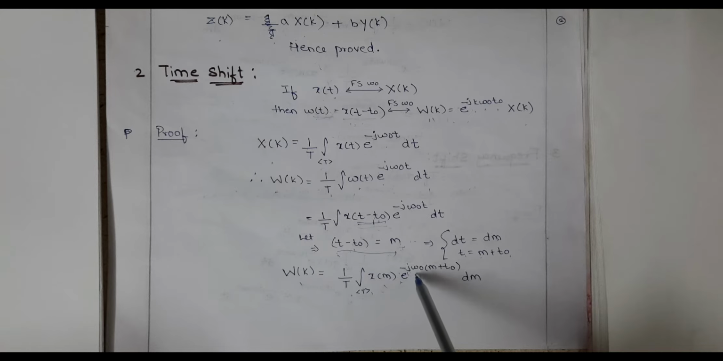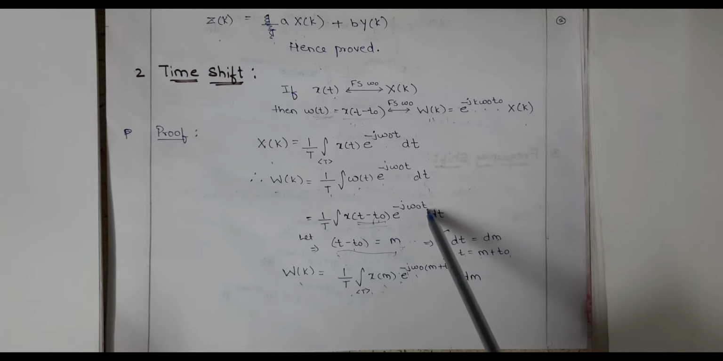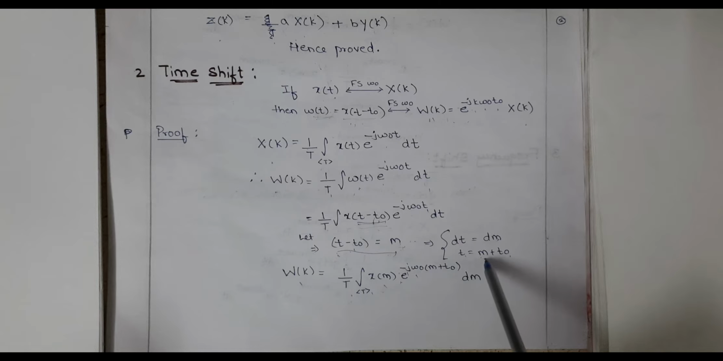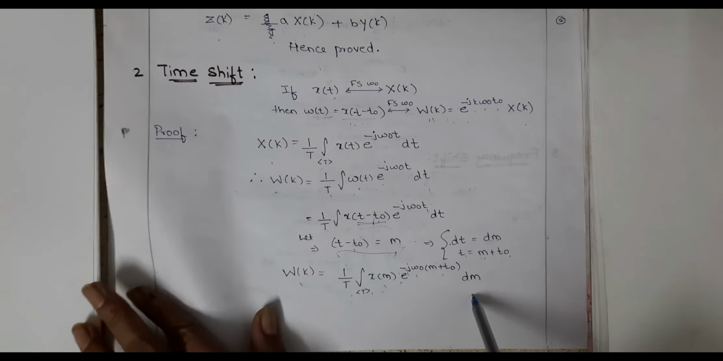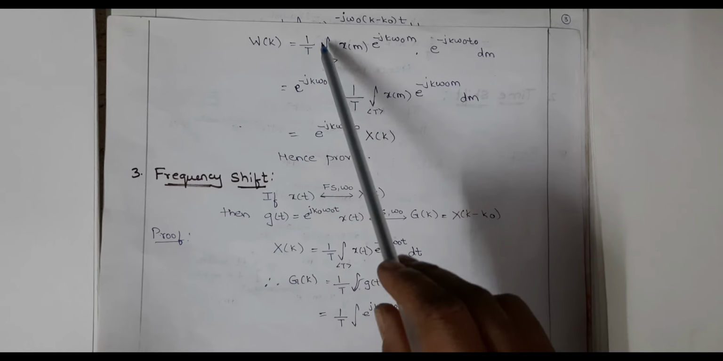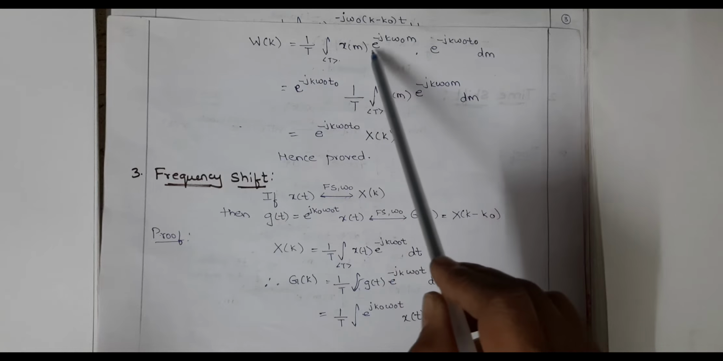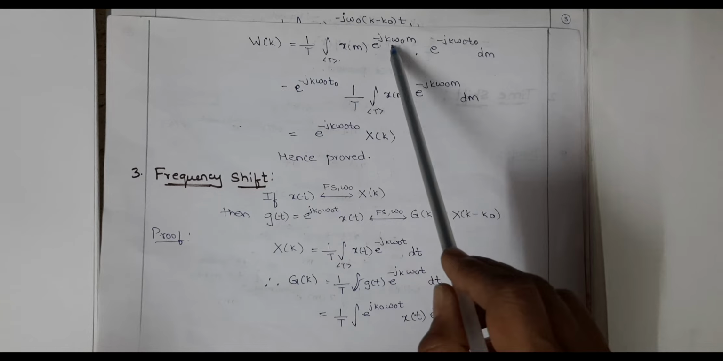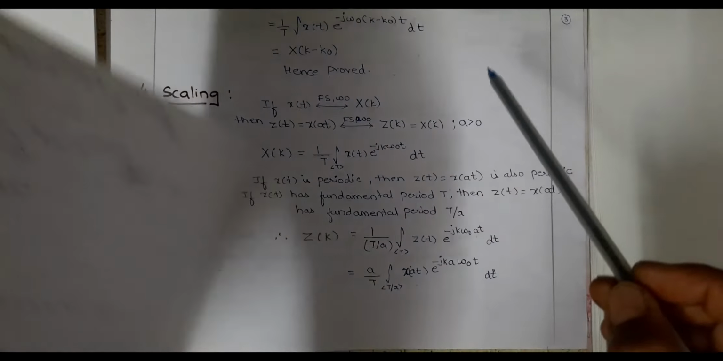to minus j omega naught. In place of t we will substitute m plus t naught, and in place of dt we will substitute dm. Now w of k is equal to 1 by T integration x of m e raised to minus j k omega naught m. Here if you see, you have two terms, m plus t naught.